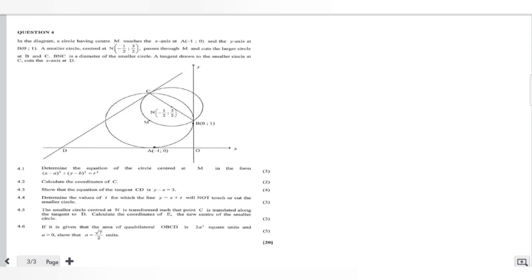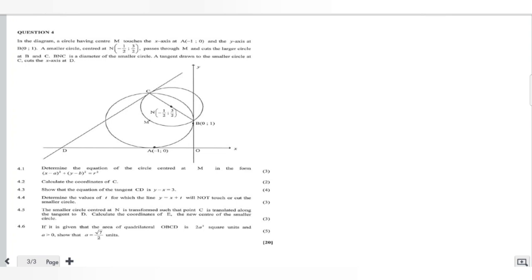Then a smaller circle with the center at N, which is (-1/2, 3/2) in the second quadrant, right? It passes through M and cuts the larger circle at B and C. B and C is the diameter of the smaller circle. Where B is given and N is given, we can find C using the midpoint formula.